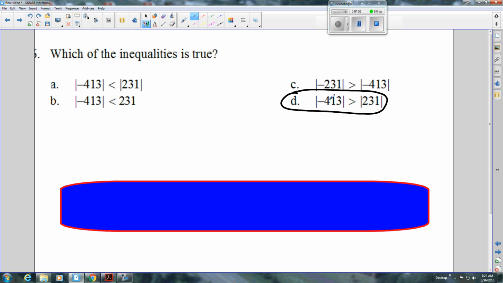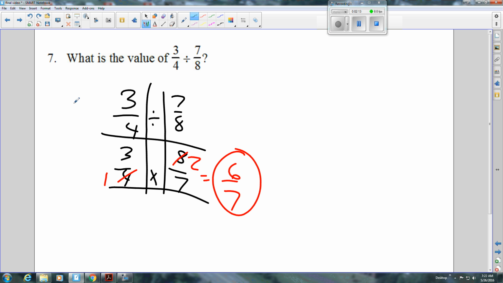Which inequality is true? The absolute value of -413 is greater than the absolute value of 231, and that is correct. Remember, those straight lines mean absolute value. What is the value of 3/4 divided by 7/8? Keep, change, flip. Keep the first one, change to multiplication, flip the second one. So you get 8/7, then I cross canceled, and you get 6/7.